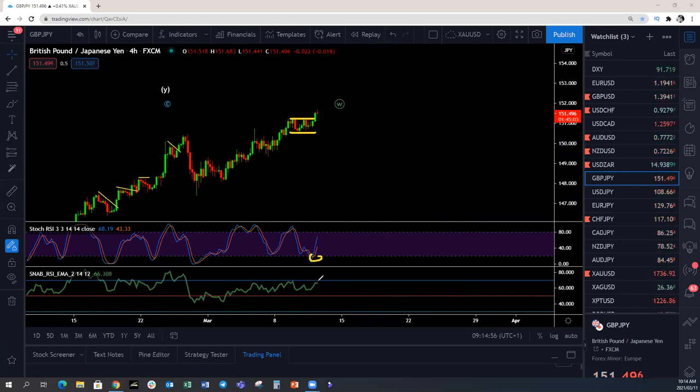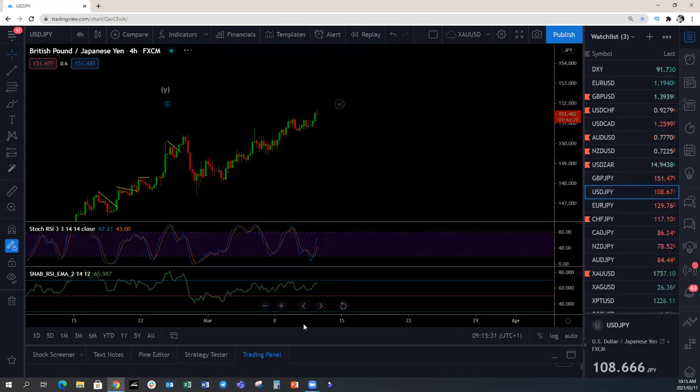RSI well above 50. Some people who don't know how to use the RSI properly would be saying we are overbought, and now they want to sell this. You don't sell an overbought market. There's no such thing as overbought. That means there's buying pressure. It means the buyers are in control. So why would you want to sell when everybody's buying? Because buying pushes the pair higher. So you always want to be involved to the upside. Exactly the same thing here. Look at this: we are above 50. There's no overbought.